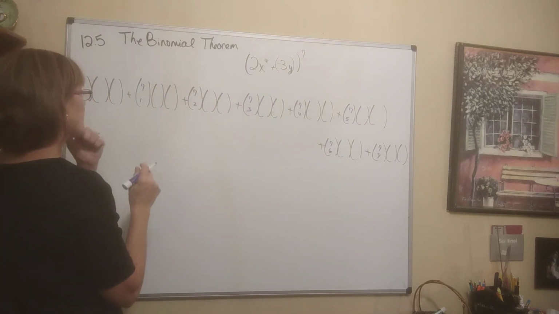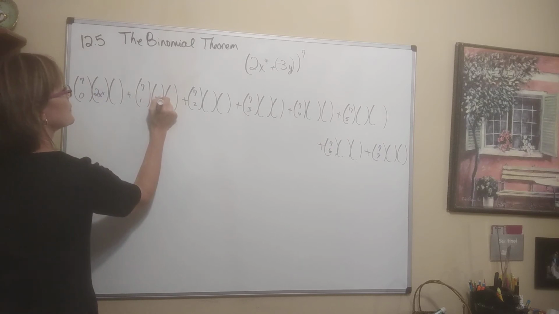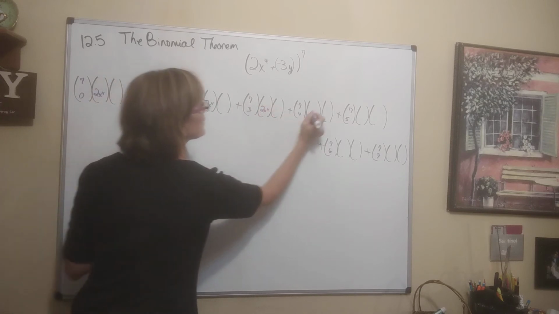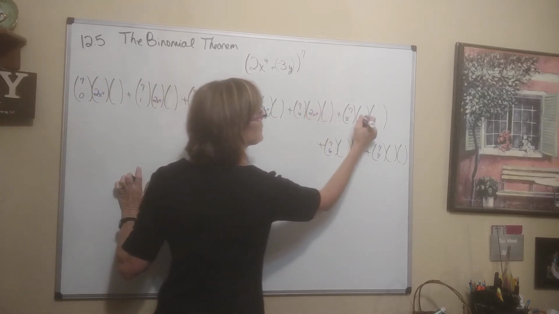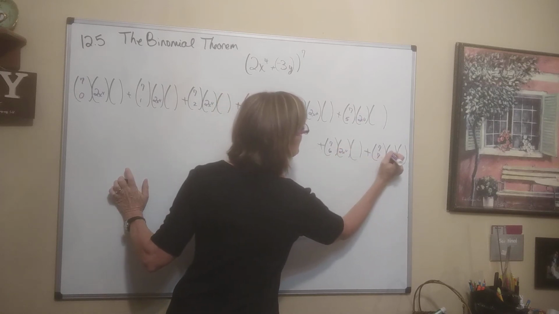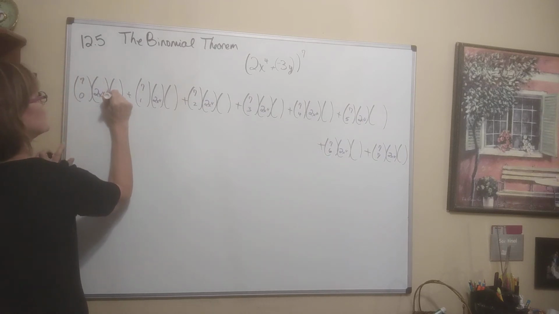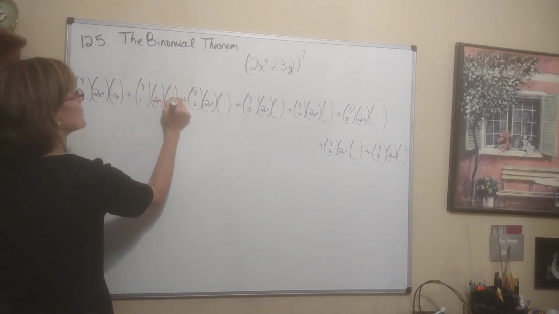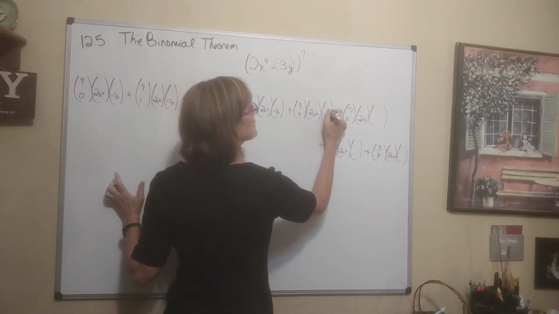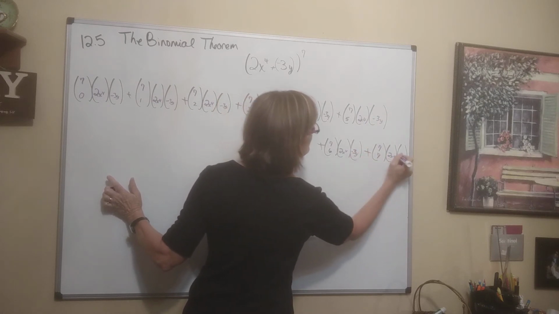And then what goes in here is the first term, 2x to the 4th, in each of the eight spots. What goes in the second one is the second term, negative 3y, minus 3y, in each of the eight spots.